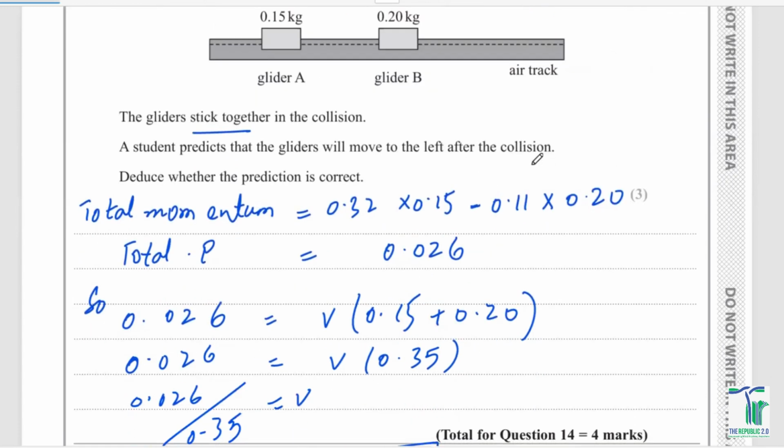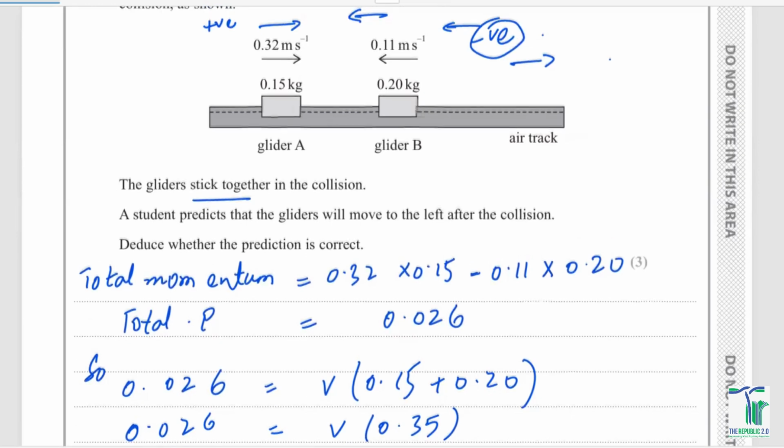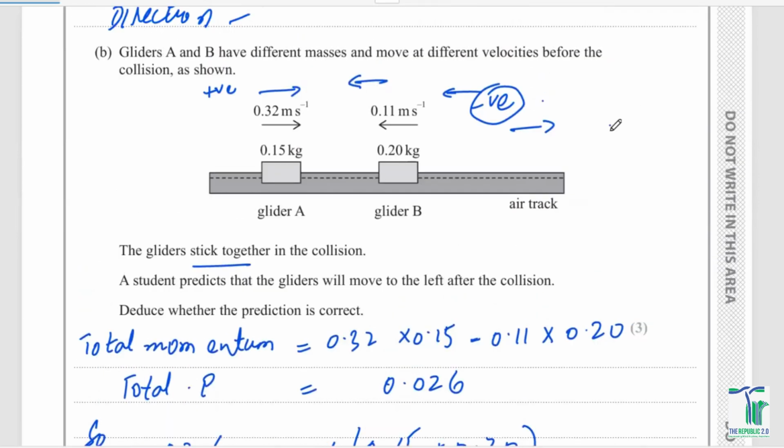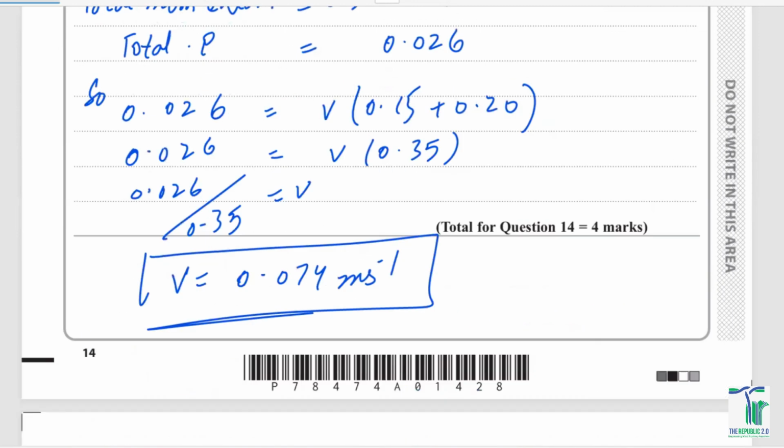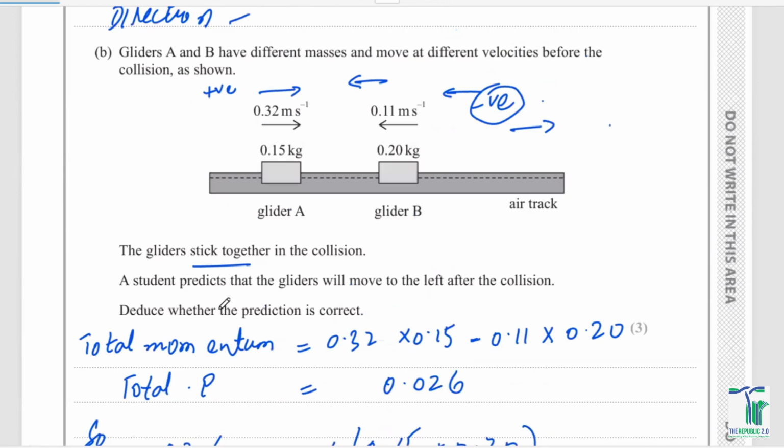So what does that mean? That when glider A and glider B are going to collide with each other, they are going to move in the right direction, right? Because the velocity at the end of the day came out to be positive. So what does that mean? The student prediction was utterly wrong.